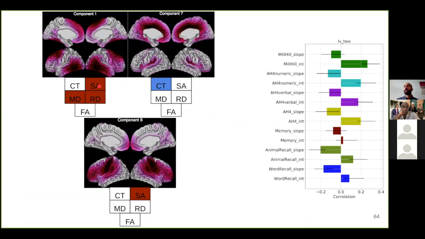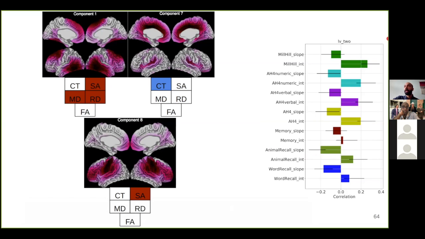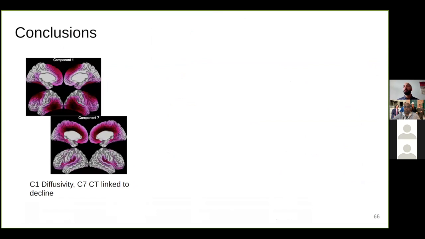However, here we see some surface area effects, where we have increased surface area in component 1 and component 8 relating to that increased starting point, which starts to sound like some sort of reserve mechanism might be at play here. And again, we can look at the age and education effects here. In this case, there's no relationship between LV2 behavior score and age, so it's not necessarily just separating old from young, but there is, again, an education effect, maybe supporting the idea of something regarding reserve being at play here.